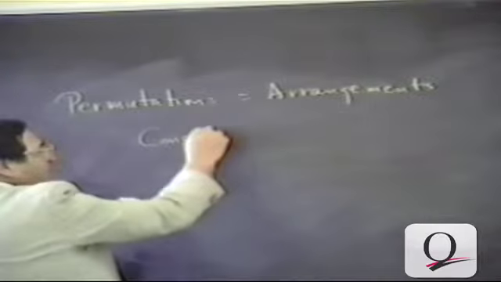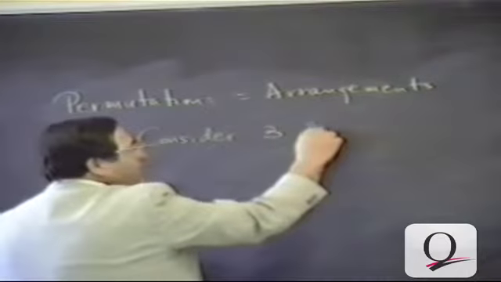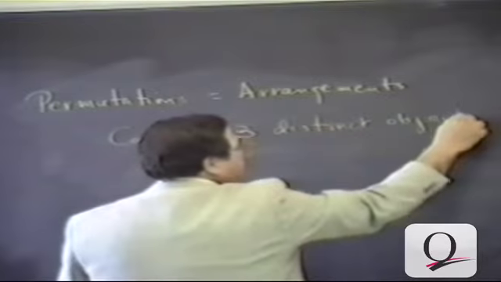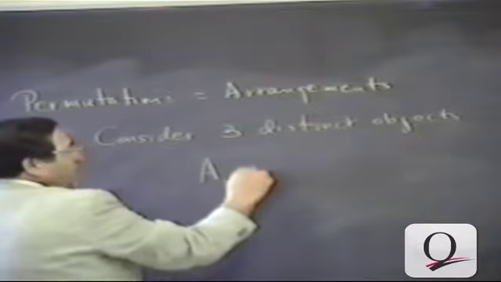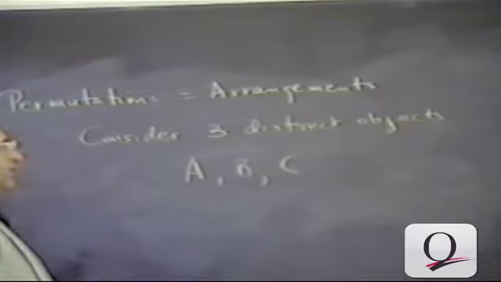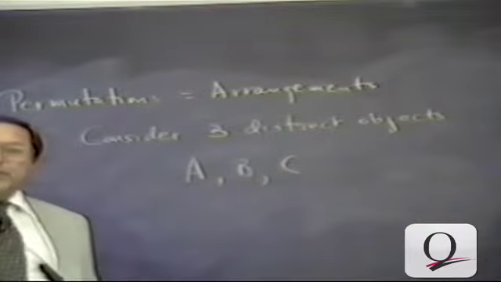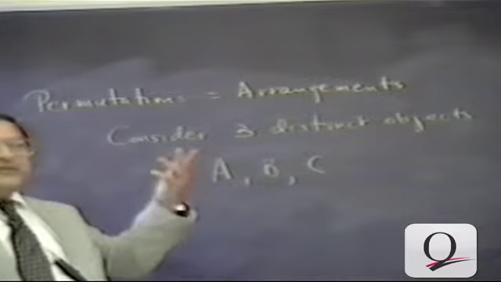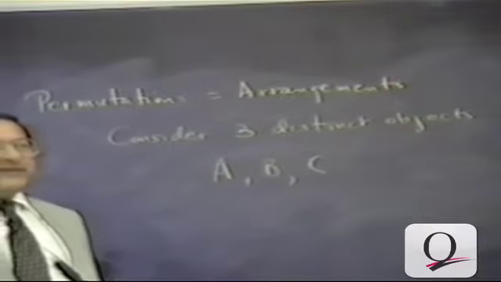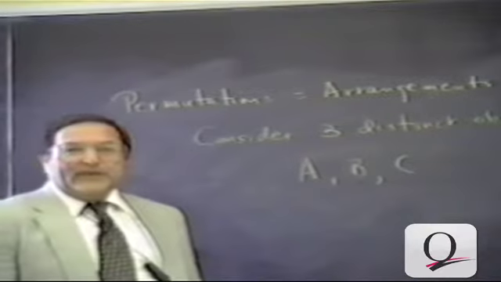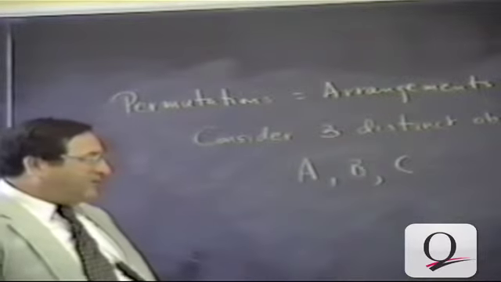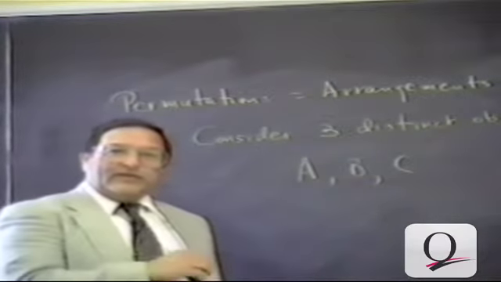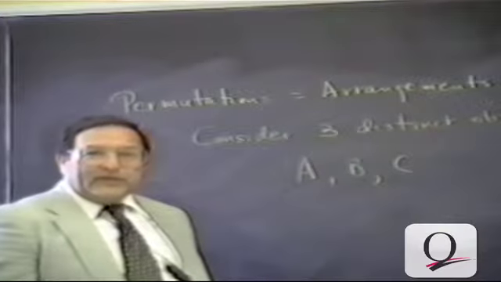Consider 3 distinct objects. Let's call them A, B, and C. A, B, and C could be letters. A, B, and C could be people. A, B, and C could be different colors in a flag. A, B, and C could be bulbs in a chandelier. How many ways can you arrange A, B, and C? Well, by the counting principle, I argue this way. I have to make a first choice. Where do I put my first item?